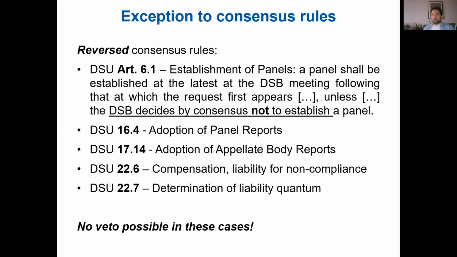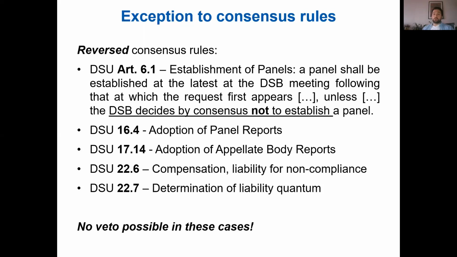So the panel will be established in all situations unless the DSB decides by consensus not to establish a panel. What would that mean? That would mean that all WTO members need to raise formal objections, or there should be a decision not to establish a panel, but there will always be a formal objection by the WTO member initiating the establishment of the panel. So in the way Article 6.1 is structured and written, there is no veto power to the respondent that is not willing a dispute to be initiated.